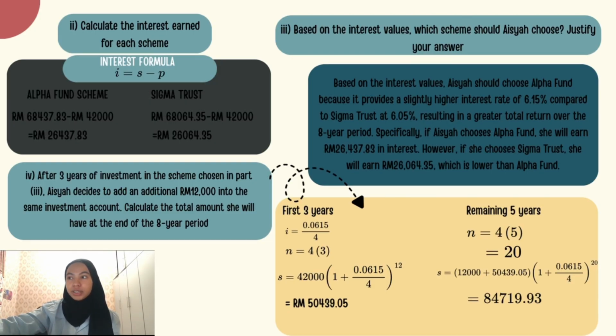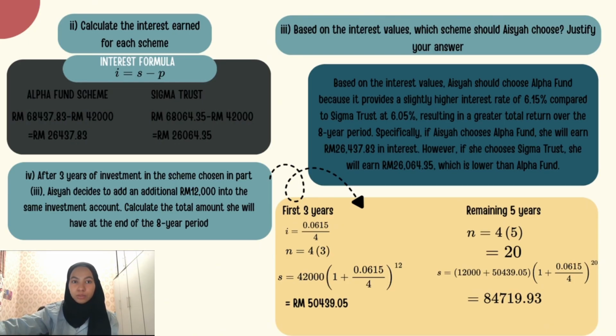For the third question: based on the interest value, which scheme should Aisha choose? Justify your answer. Based on the interest value, Aisha should choose Alpha Fund because it provides a slightly higher interest, which is 6.15% compared to Sigma Trust, which is at 6.05%, resulting in a greater total return over the 8 years.